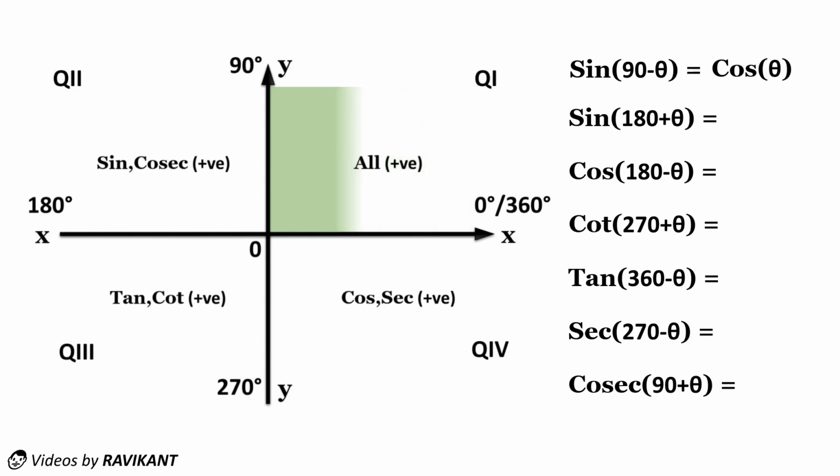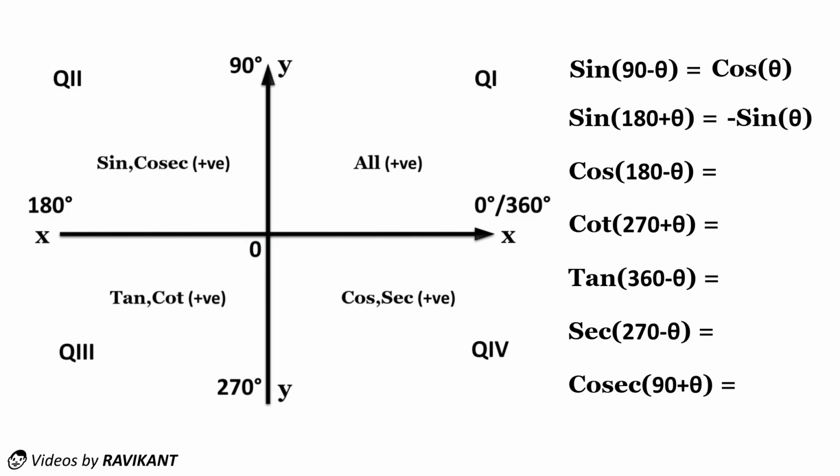Next is sin 180 degree plus theta. First check the quadrant in which the angle lies. So the angle is 180 degree plus theta, means the angle lies in the third quadrant. In this quadrant only tan and cot are positive, but we have been given sine as the trigonometric ratio, that means it will be negative. Now check whether the trigonometric ratio would change or not. So the angle is 180 degree plus theta, and we know at this angle the trigonometric ratio does not change. It remains as it is. So sin 180 degree plus theta is equal to minus sin theta.